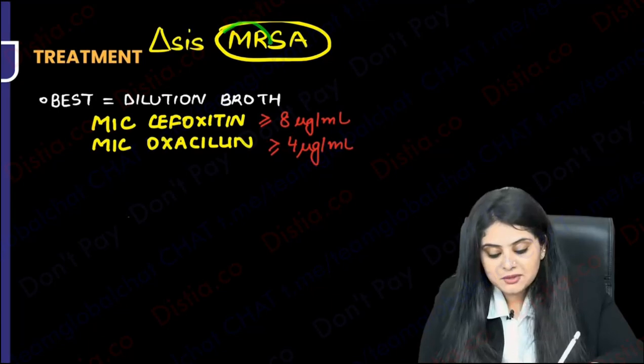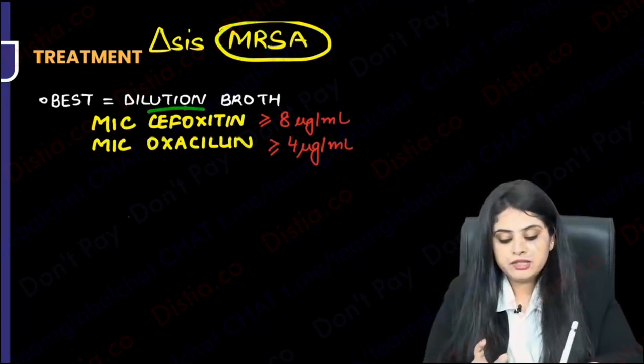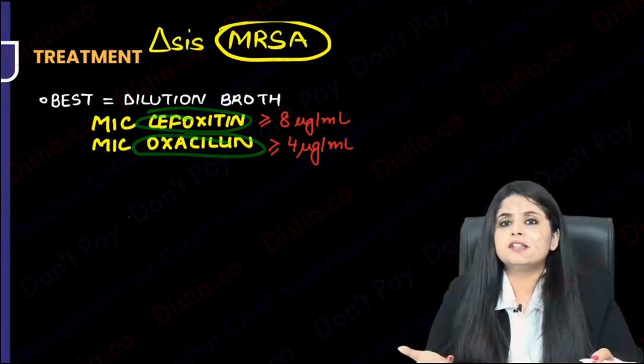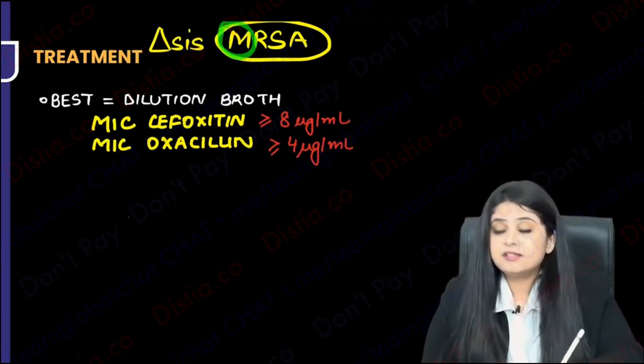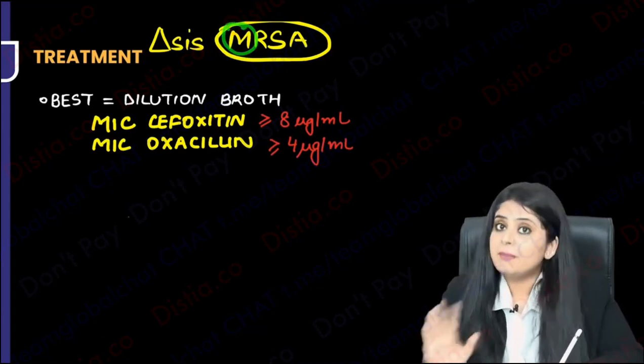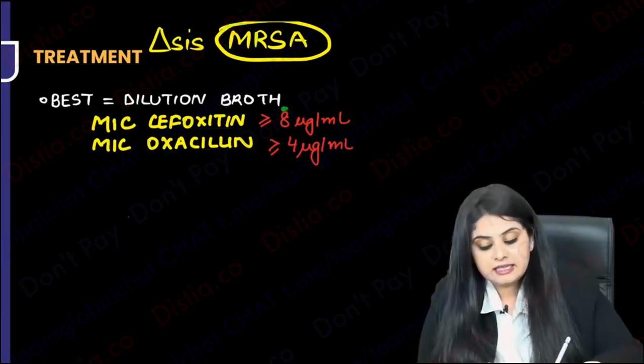Ma'am, you were wanting to find out methicillin resistance, but in the lab, the test you are doing is for cefoxitin and oxacillin. Why is that? Why are you not testing in the lab for methicillin only? Because methicillin as a drug is very unstable. You cannot test it. So for testing of MRSA, we actually use cefoxitin and oxacillin.